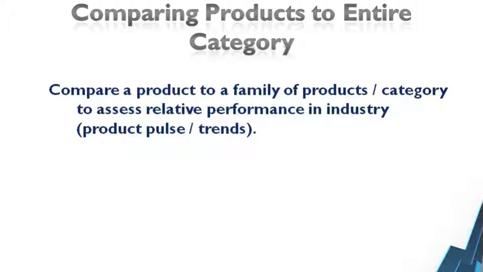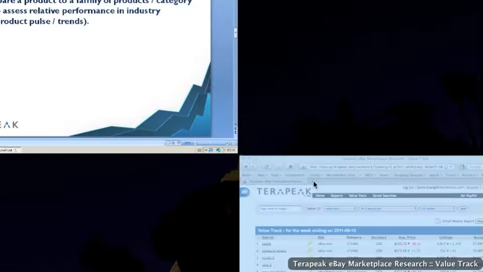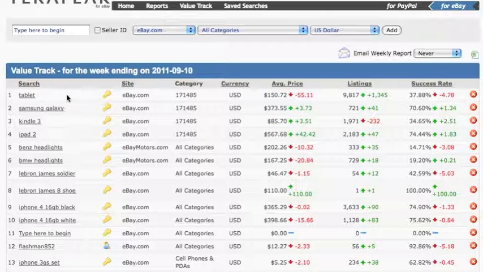Now let's assume that we're a tablet seller and we wanted to track the entire tablet segment. Let's now go to ValueTrack. You can see on the first row we have the word tablet, and we've also filtered out for the category 171485, which is the tablet subcategory in eBay.com. So we can understand on average how the tablet segment's performing in terms of average price, listings, and success rate.